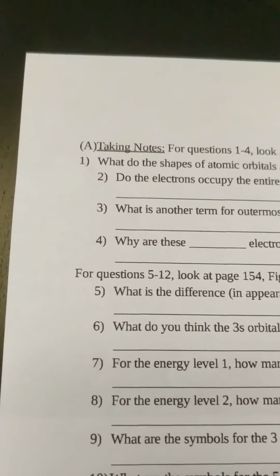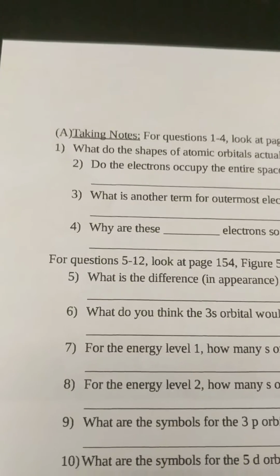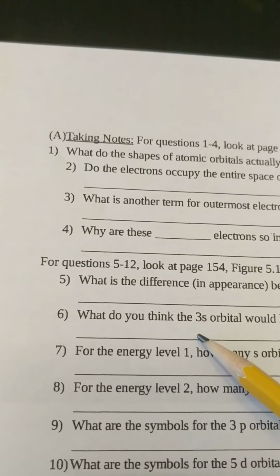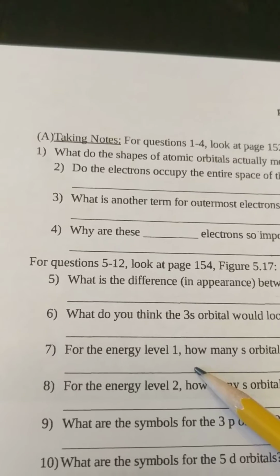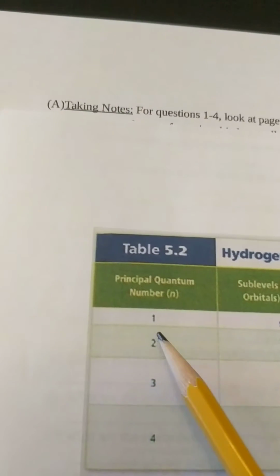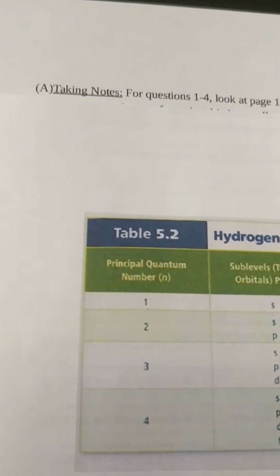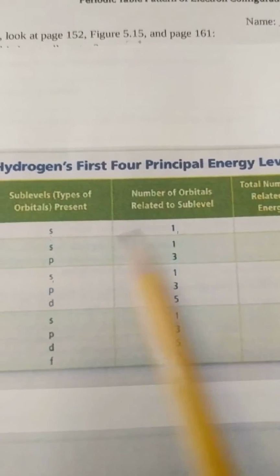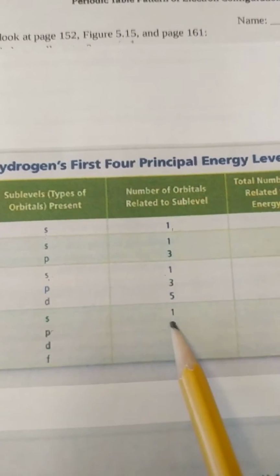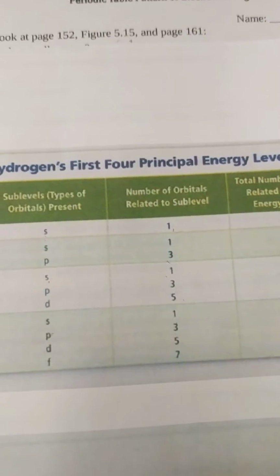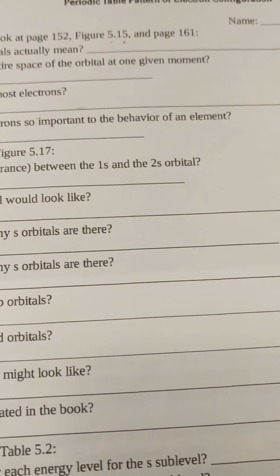So if we look down here, these are pretty easy, I think. What's the difference? How many energy levels are there for the s orbital? If you look here, here's our s. Notice there's one s, number of orbitals, 1s, 1, and that follows all the same, p3, p3. Okay, that should help you answer a couple of the questions.